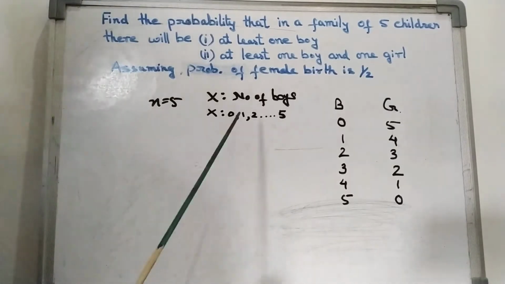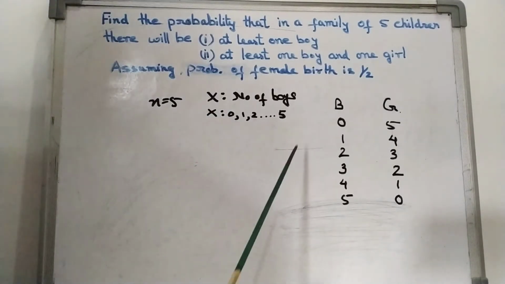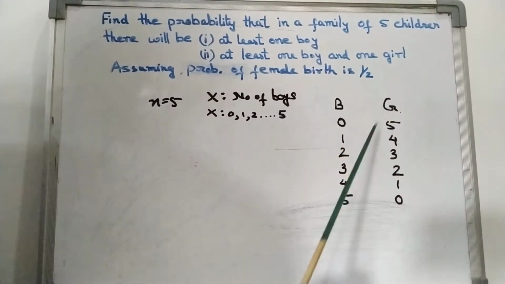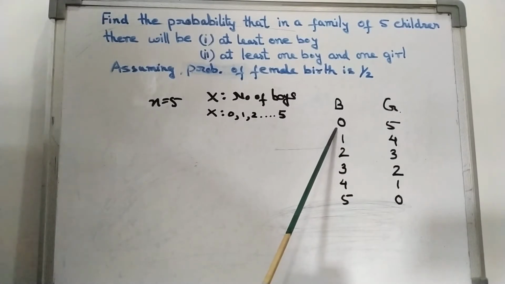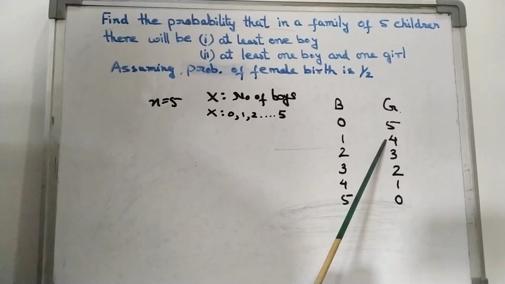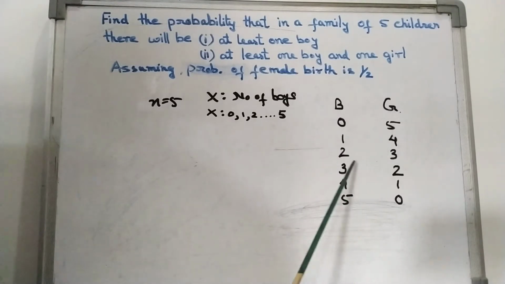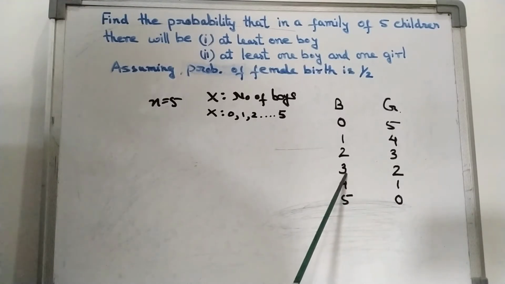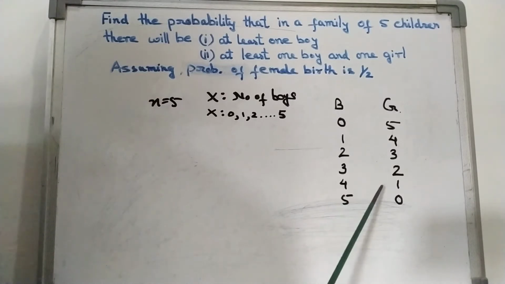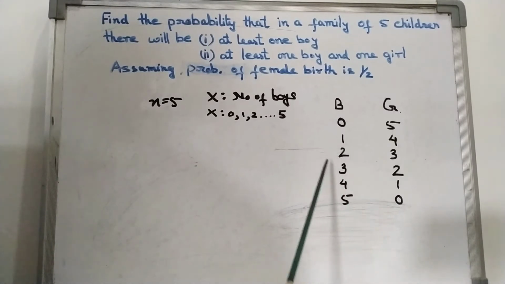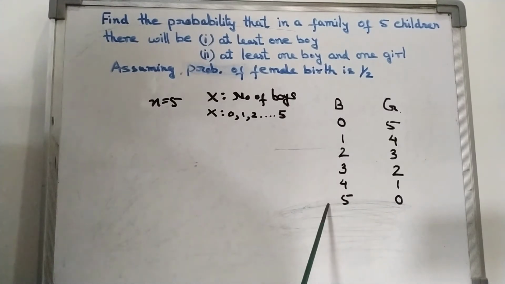Now let's find the different combinations. If boys and girls are there in 5 children, it may be 0 boys and 5 girls, or 1 boy and 4 girls, 2 boys and 3 girls, 3 boys and 2 girls, or 4 boys and 1 girl, 5 boys and 0 girls. So all possible cases are here. These are the different combinations.